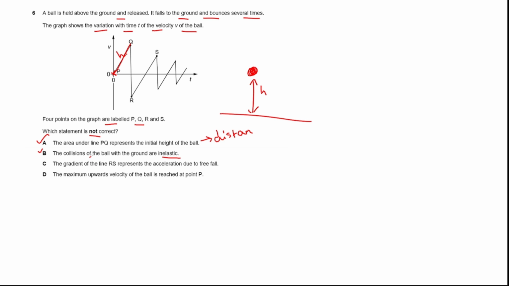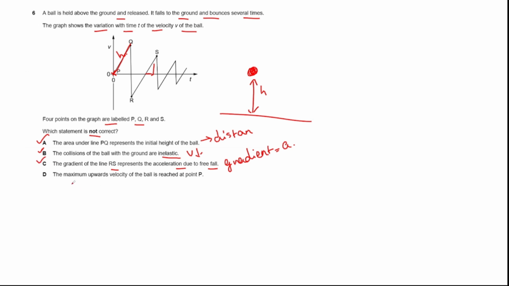For the collision to be elastic, both the momentum and the kinetic energy should be the same. So here after each bounce, the maximum velocity decreases, which means that the kinetic energy is not the same. So it is an inelastic collision. Then the C option, the gradient of the line RS represents the acceleration due to free fall. So here RS is having the gradient. So it's the velocity time graph. For a velocity time graph, the gradient is representing the acceleration. So that is also a correct statement.